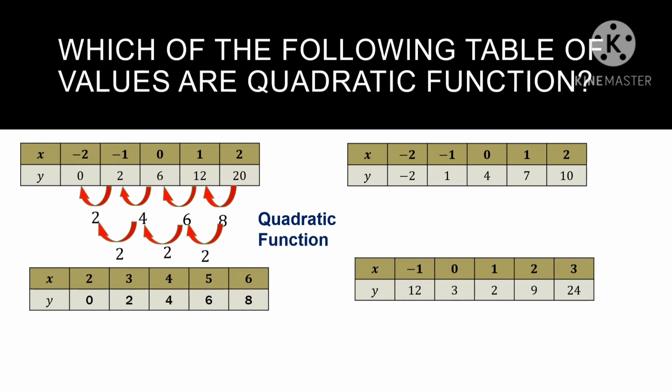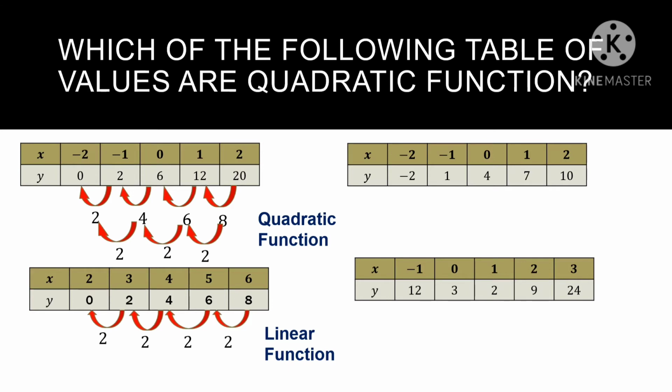Okay. So the second one, you have 2 minus 0, 2. 4 minus 2 is 2. 6 minus 4 is 2. 8 minus 6 is 2. So, sa first differences pa lang, equal na sila. So it shows that this is not a quadratic function. This is a linear function. Okay?